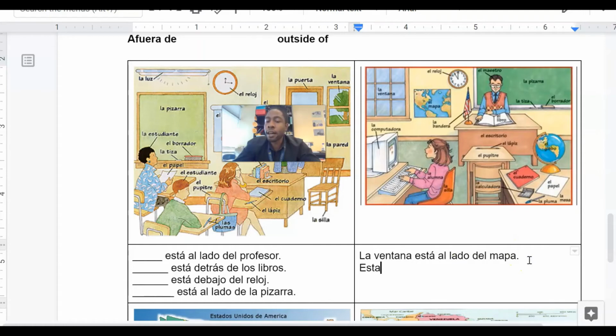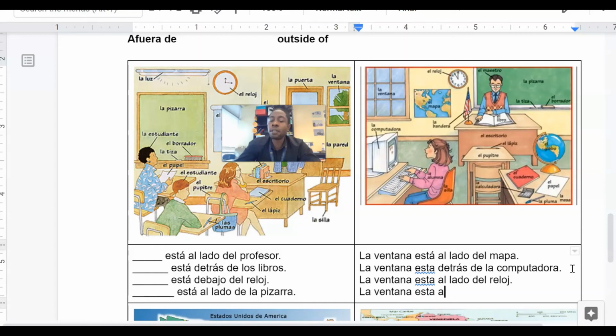I could say está detrás de la computadora. And I should have put my subject here as well. Sorry, I was thinking about the last one. La ventana está detrás de la computadora. Let's do two more. La ventana está al lado del reloj. La ventana está al lado de la bandera.